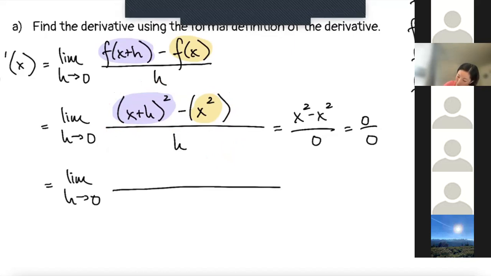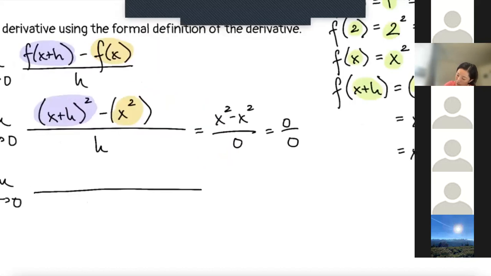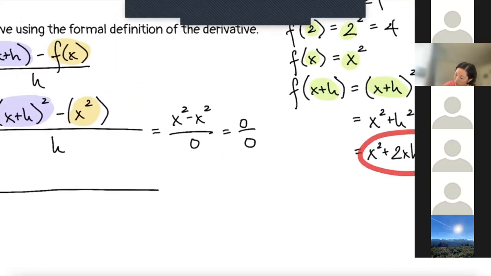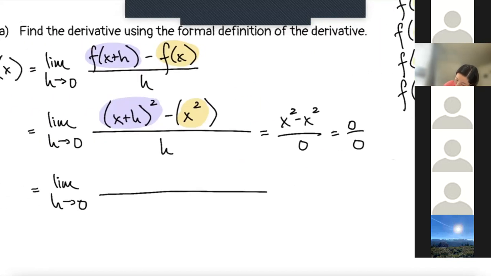All right, and so let's see what I mean by it's not as complicated. Well, everywhere I see x plus h squared, I'm going to replace it with the FOILed out version, x squared plus 2xh plus h squared. So x squared plus 2xh plus h squared is the expanded version of what was in the purple, minus x squared, which was the thing in the yellow, all over h. Okay.